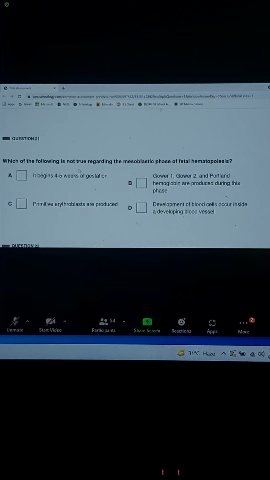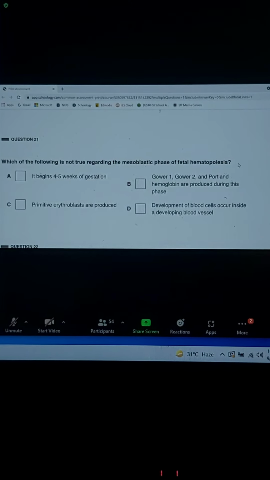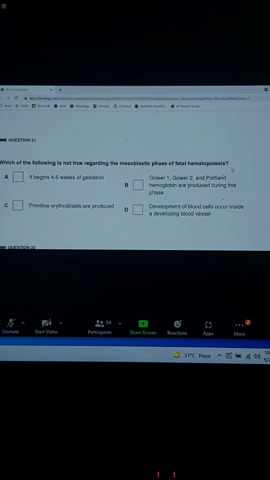Right, so question 21, which of the following is not true regarding mesoblastic phase of fetal hematopoiesis? Letter A po. So, si letter A ulit, di ba? Kasi, few weeks pa or ilang days nga yun? 19 days. It's the first 19 days, di ba? Ayan.